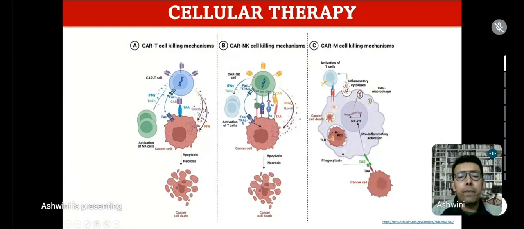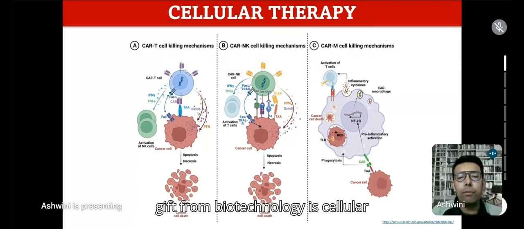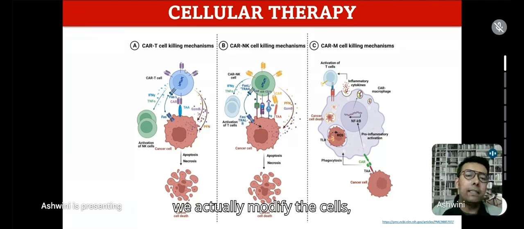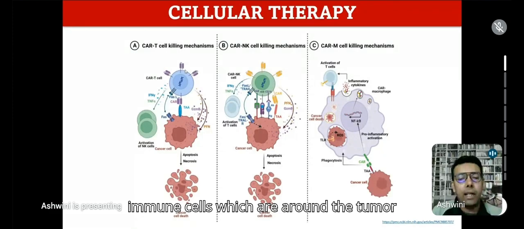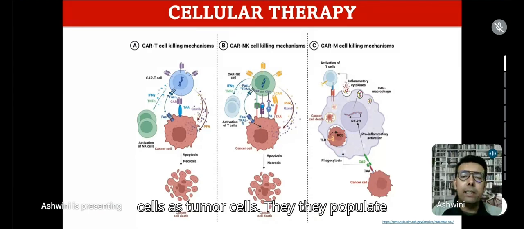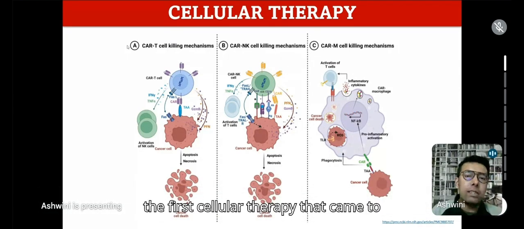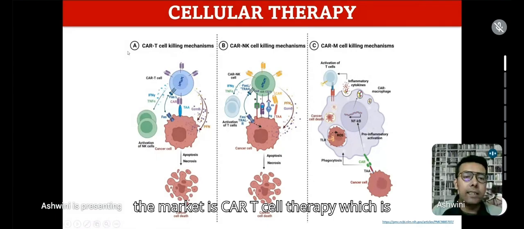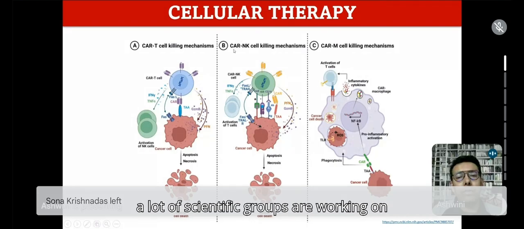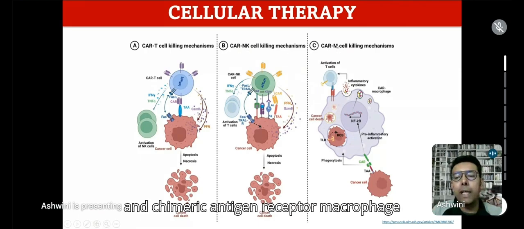Now, another component of anti-cancer therapy, which I personally feel is a very beautiful gift from biotechnology, is cellular therapy. In cellular therapy, we modify the immune cells which are around the tumor cells and which fail to recognize tumor cells as tumor cells. They populate the tumor, but they are not able to kill the tumor cells. The first cellular therapy that came to the market is CAR T cell therapy, which is called chimeric antigen receptor T cell therapy. Currently, a lot of scientific groups are also working on chimeric antigen receptor NK cell therapy and chimeric antigen receptor macrophage therapy.